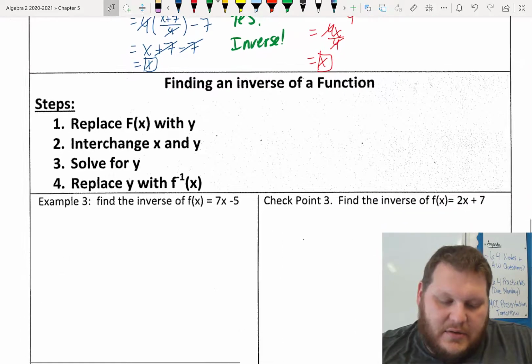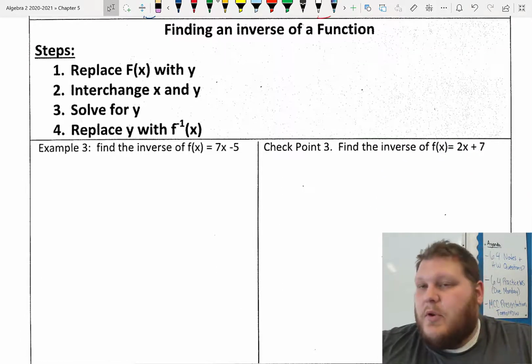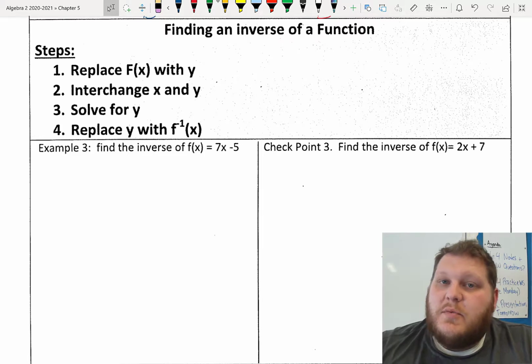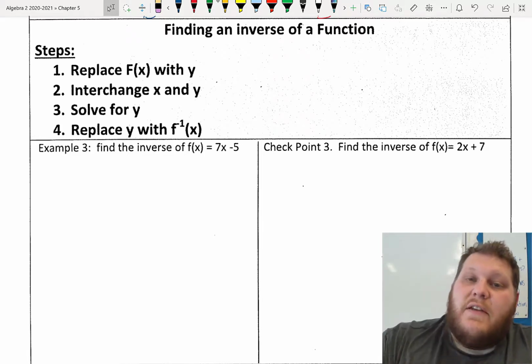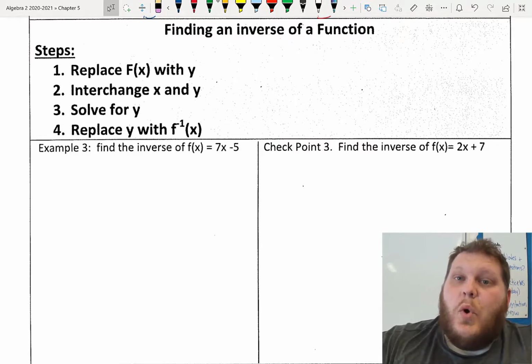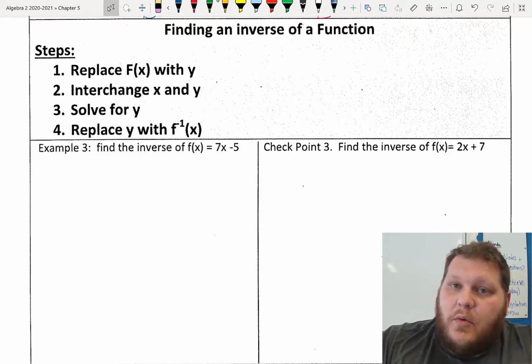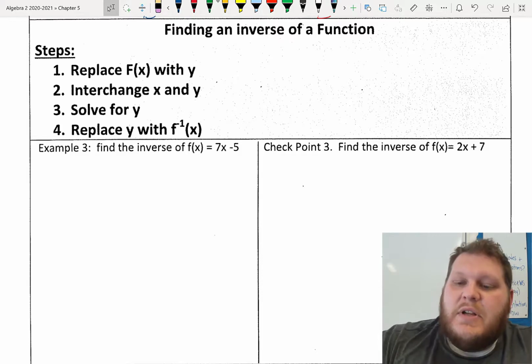All right, last one. Last new skill. So a lot of the time, we're not going to be given the two functions. We're not necessarily just checking to see if two things are inverses of each other. We're going to be given a function, and we're just asked to find what the inverse would be.